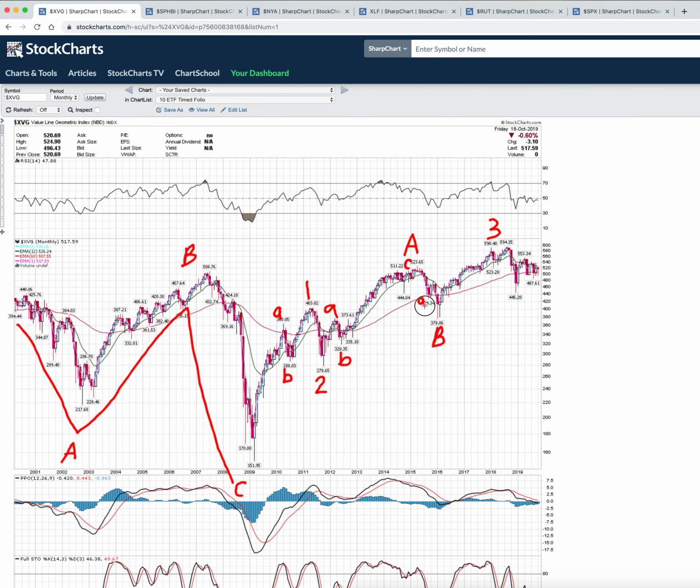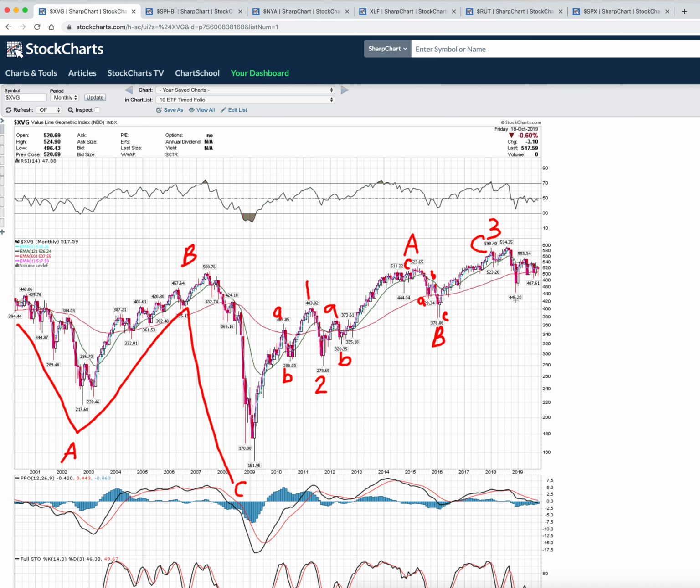Then we have the A, B, C to make this B, and then this whole structure is an impulsive structure for the larger C. So we formed a 1, 2, 3 similar to what others have been counting this as, but the way in which we have counted this makes a difference.